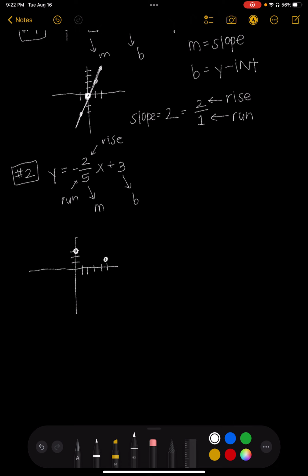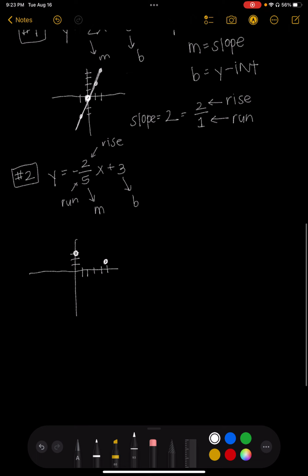And there we go. Like I did on the last example, I could continue to go down 2 and over 5. I could even go backwards or go up 2 and backwards 5 and plot a point. But really, all you need is 2 points to figure out what the line's going to look like, and this is the line.